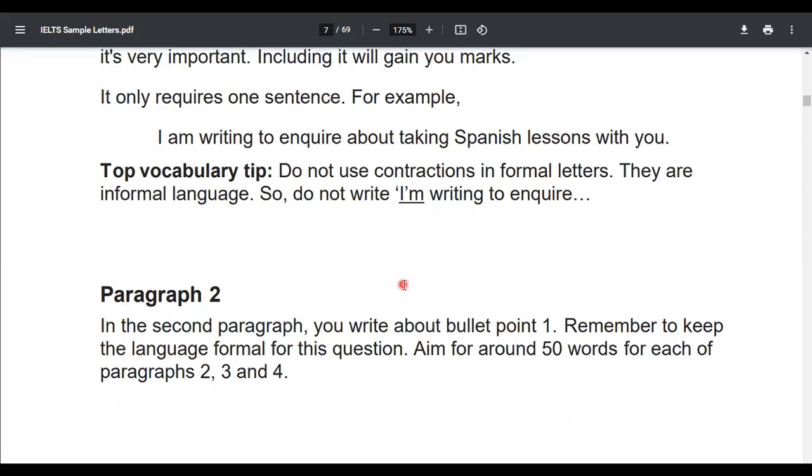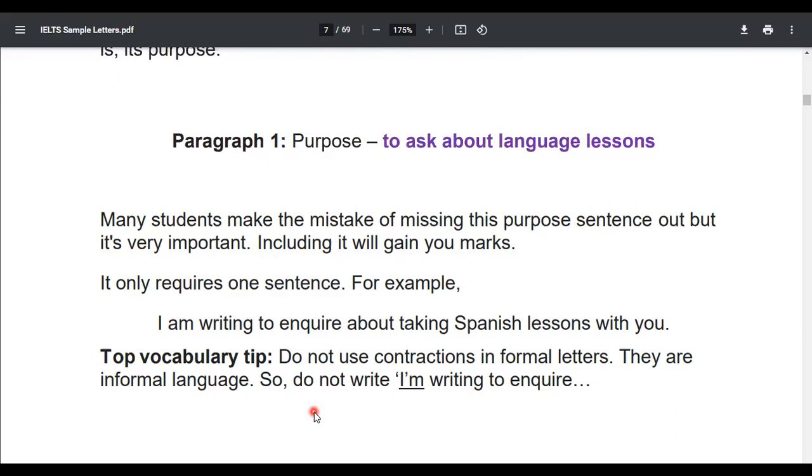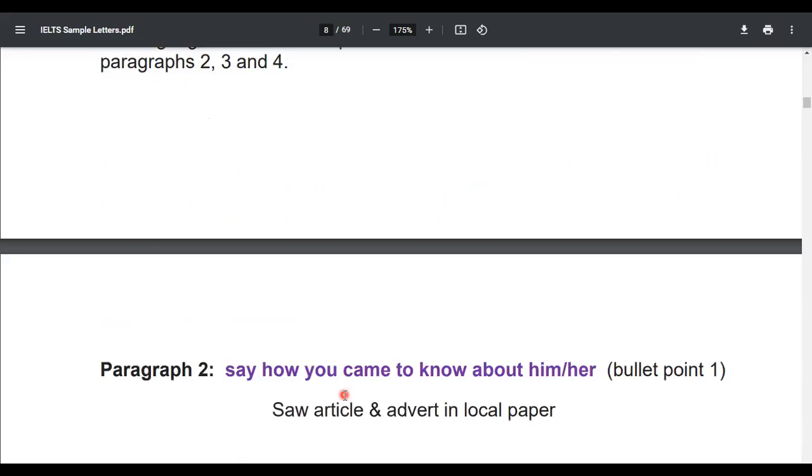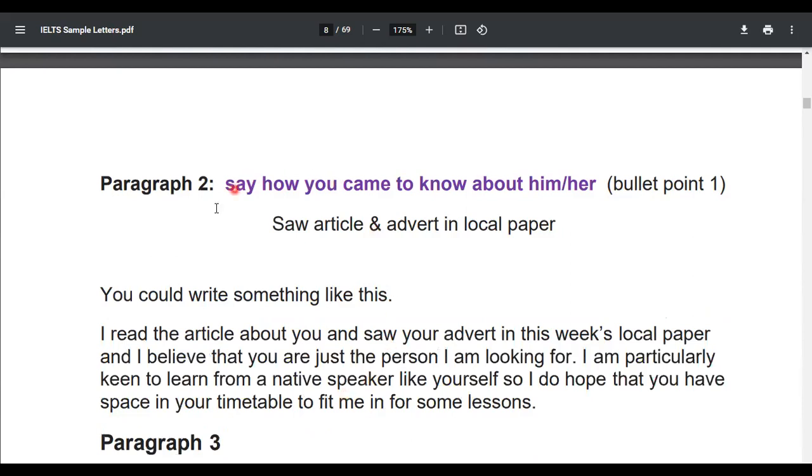In the second paragraph, you write about bullet point 1. Remember to keep the language formal for this question. Aim for around 50 words for each of paragraphs 2, 3, and 4. So as you can see, paragraph 2 asks you to say how you came to know about him, her. So I'm going to mention that I saw an article or an advert in a local paper.